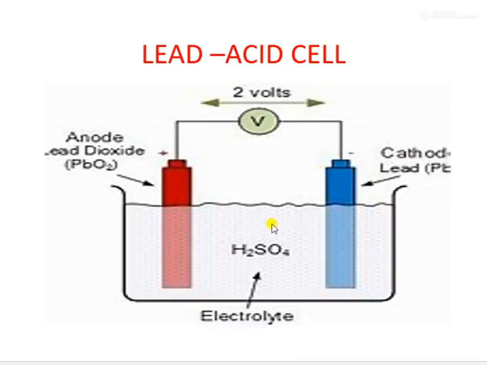Good morning, children. Last time we started with chapter number 4 and we discussed up to dry cell. Now, today we will start with a new cell, that is lead acid cell. This cell is also made up of a positive terminal and a negative terminal. Lead dioxide, that is PbO2, carries positive charge, and lead, that is Pb, carries negative charge. Both are joined by an electrical wire, and they have a potential difference of 2 volt.